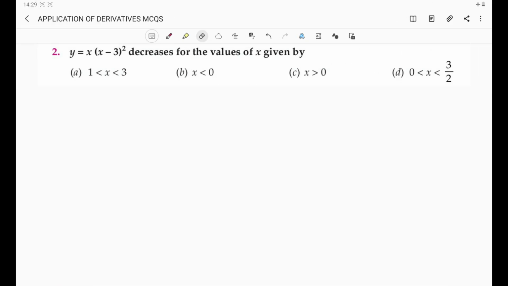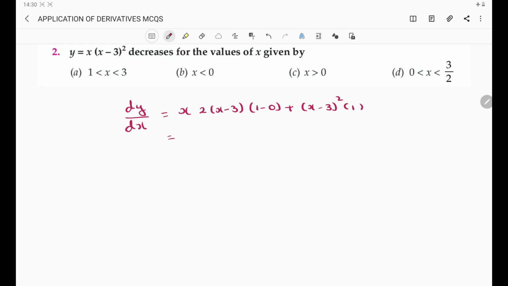Question number 2. y equal to x into x minus 3 whole squared decreases for the values of x given by. Again we have to find dy by dx. dy by dx is equal to, we apply the product rule. We get x into derivative of x minus 3 whole square, which is 2 into x minus 3 into derivative of x minus 3, which is 1 minus 0, plus x minus 3 whole square into derivative of x, which becomes 1.